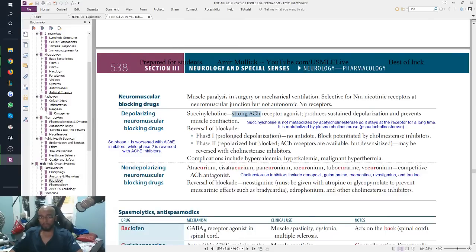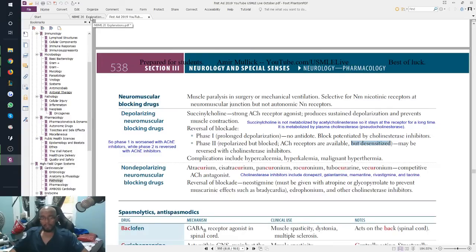Then they go on to tell you about phase 1, where the block is going to be potentiated by cholinesterase inhibitors. There's no antidote for phase 1. Phase 2 is where you're repolarized now, but you're still blocked. So the acetylcholine receptors are available, but they're desensitized, so you're not going to respond. Maybe reversed with cholinesterase inhibitors now, right? Cholinesterase inhibitors only work during phase 2, and that's another thing you can get questions on.